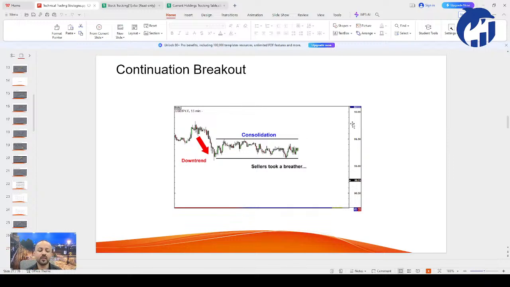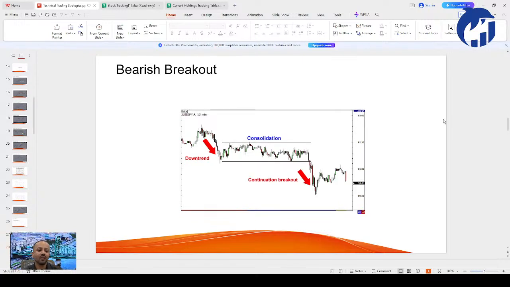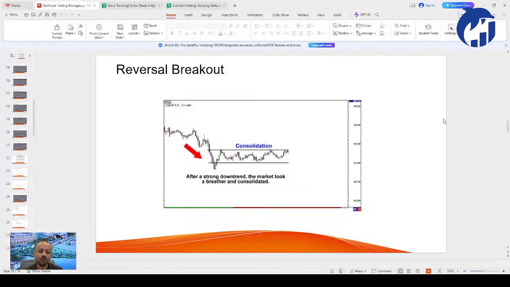So this continuation breakout is where the trend is dominant. For example, in this particular scenario, the trend is bearish and the price consolidates sideways but eventually continues lower. Correct? So this has been a continuation pattern, right? A bearish breakout.